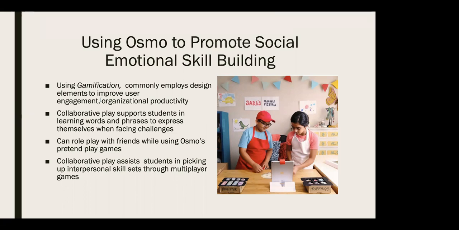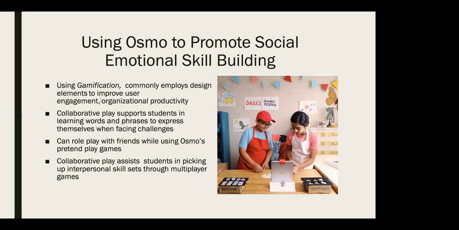So Osmo really brings together real life manipulatives and technology, and mainstream use of technology. They offer collaborative play supports for students in learning words and phrases to express themselves when facing challenges. They have pretend play restaurants, virtual restaurants, that you can play in real life. I know that they were talking about doing virtual learning aspects of it when this whole thing happened. So I'm sure they're always evolving, and they'll find something to meet the needs of their product and students right now. So pay attention to that.